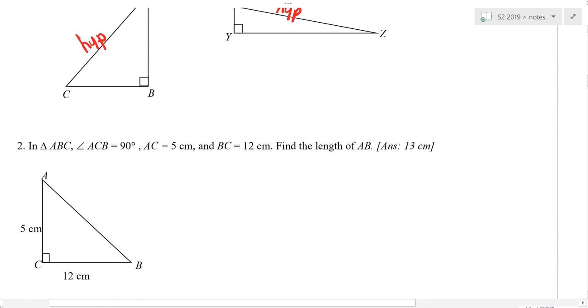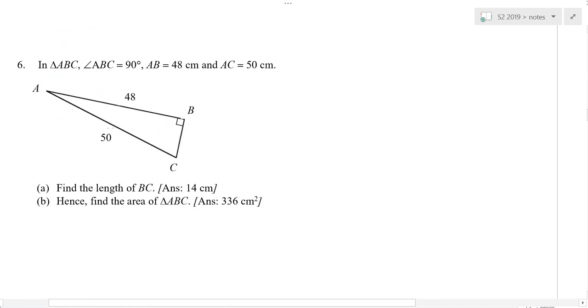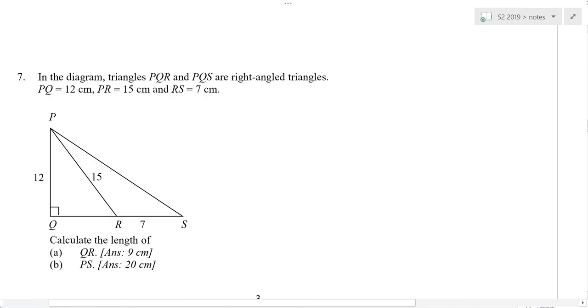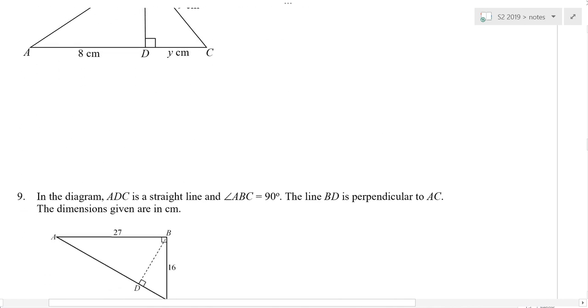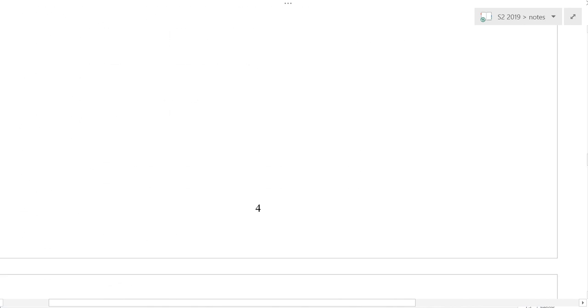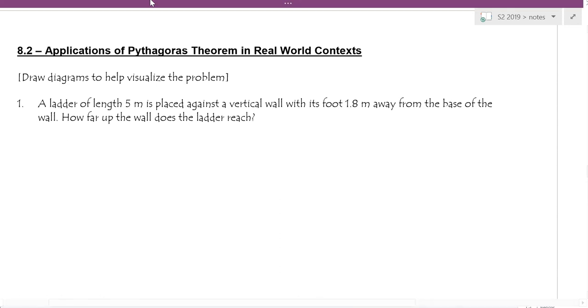Next. Need me to go through? No need. Can I go straight to the page you need me to go through? What page? Fly to which question? Page 5. So 1 to 4 is okay? Right. So let's go to page 5.